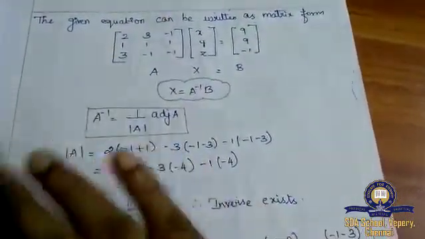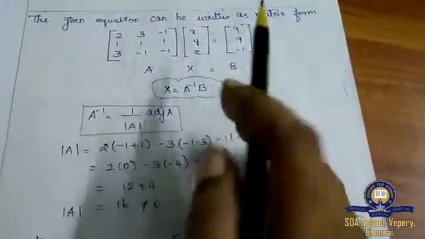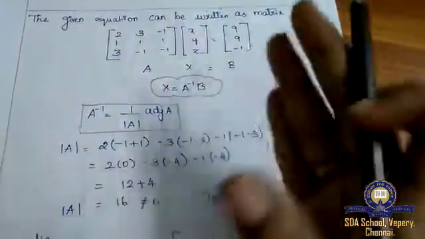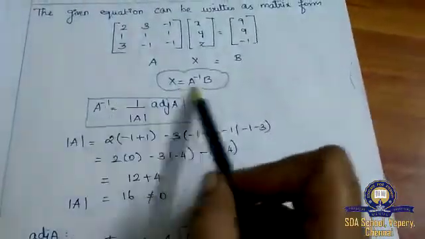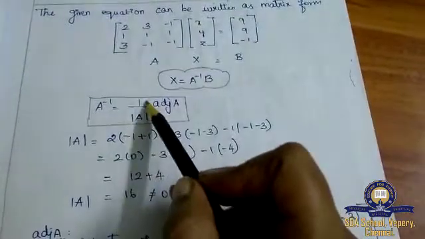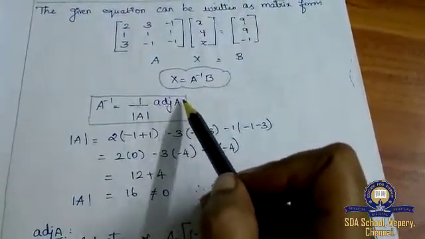Again A inverse. What are the procedures? All the procedures are the same only. But this is a 3 cross 3 matrix, and everything you're going to do is the same only. Again, what will you do for finding A inverse? This is the formula. We know 1 by determinant of A into adjoint of A.